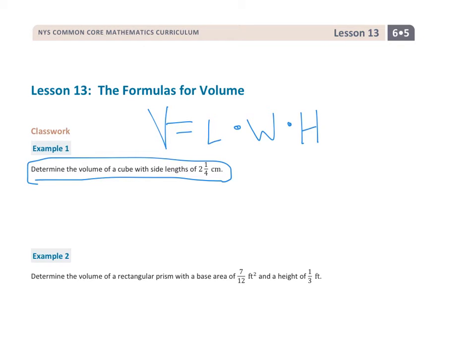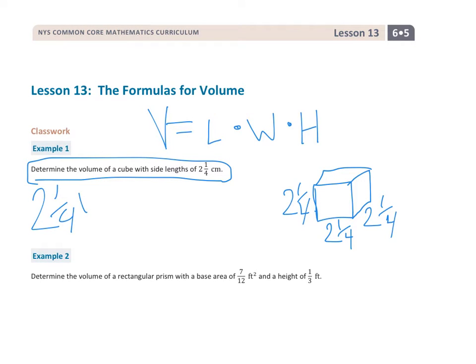Now the cool thing about cubes is you know that every side length is the same because that's what makes it a cube. So if we wanted to draw ourselves a picture, we know that the length is 2 1/4, the height is 2 1/4, and the width is 2 1/4. So that means that to find the volume, we have to do 2 1/4 times 2 1/4 times 2 1/4.